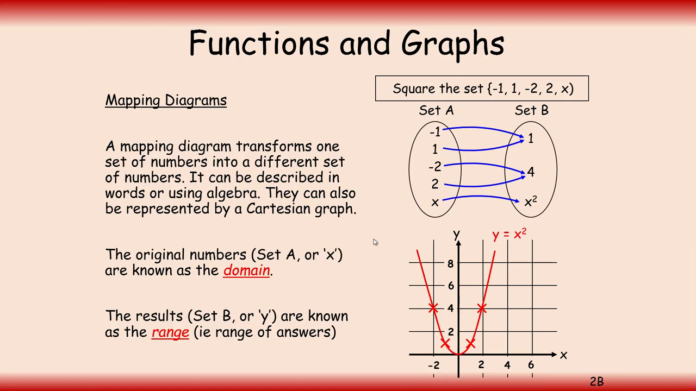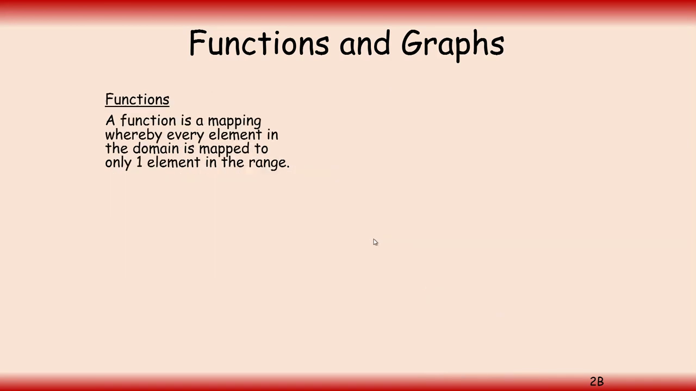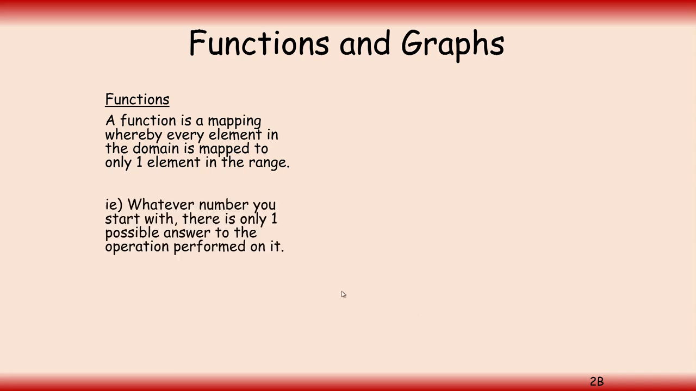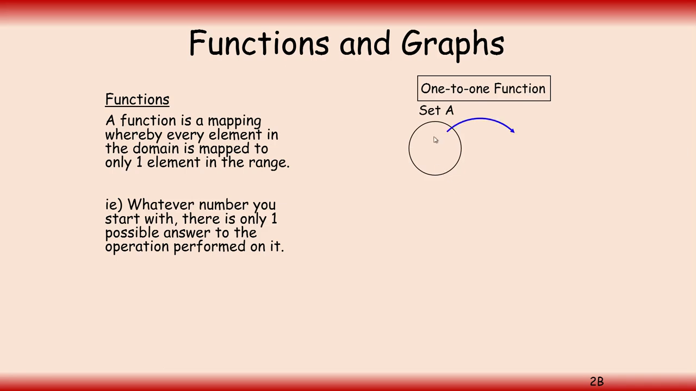So we're going to look now at functions. A function is a mapping where every element in the domain is mapped to one element in the range. So let's have a look at an example. Basically it can only map to one value. Every value of x can only map to one value of y. So the first one is a one-to-one type of function. Everything in set A maps to one value in set B.